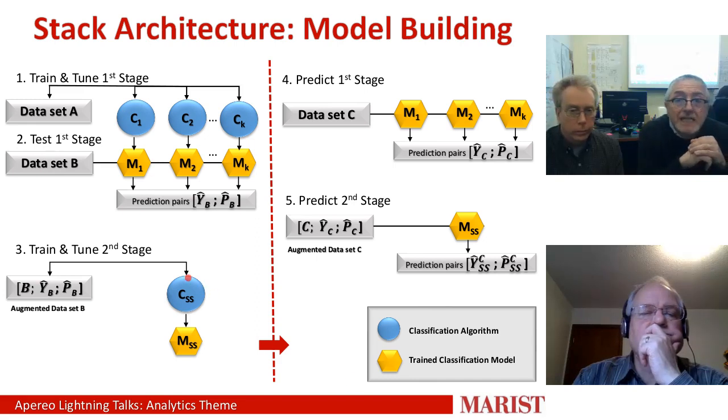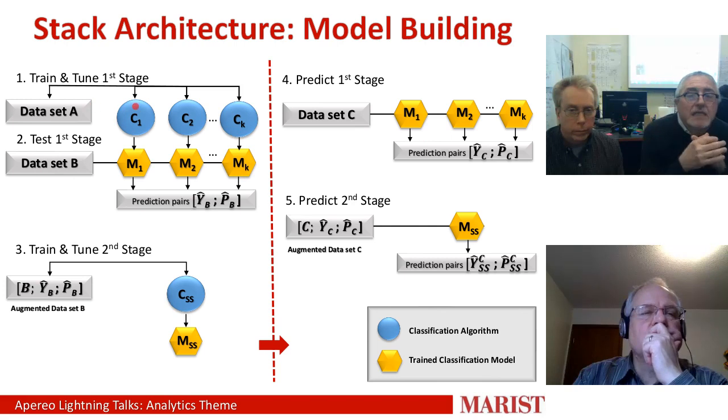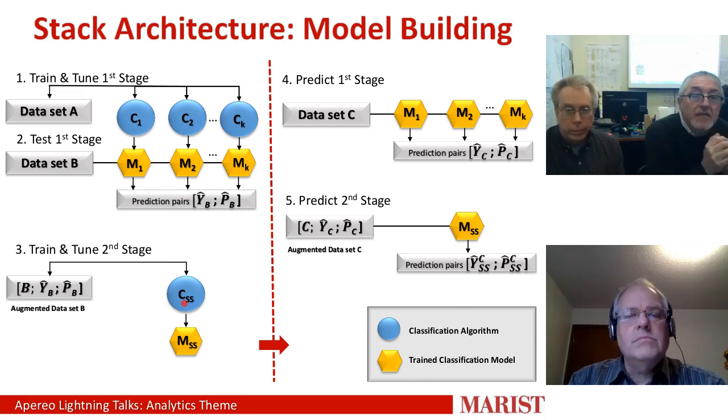Going a little bit into the details here, circles in blue represent classification algorithms, and the nuggets in yellow represent the trained classifiers. Data set A with the algorithms trains the classification models. Then we use those classification models with data set B to produce predictions and probabilities of predictions. We put this data inside data set B, that is, we augment data set B. We use this augmented data set B with another classification algorithm to produce a second stage classification model. When we finish this stage, we have finished training and tuning our stack.